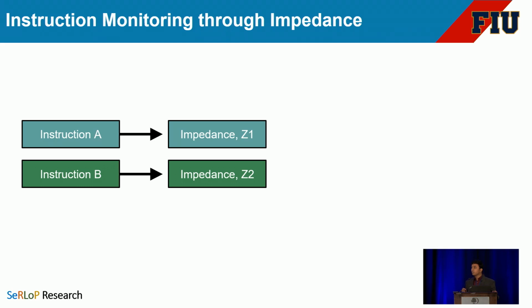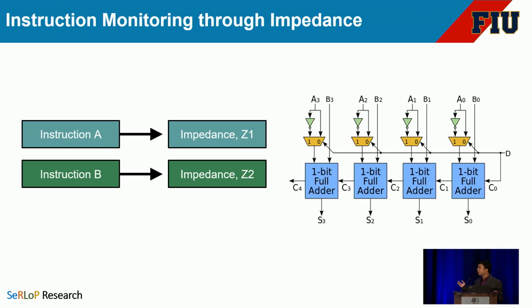So our hypothesis is that the impedance will change corresponding to the instruction being executed. So when instruction A is getting executed, we will observe impedance Z1. When instruction B is getting executed, we will observe impedance Z2. And here's an example of a full adder circuit. Here the addition and subtraction are controlled by the mode selection bit. When the mode selection bit is changed, the corresponding devices and the data path change. So we should observe two different types of impedance for these two types of operations.